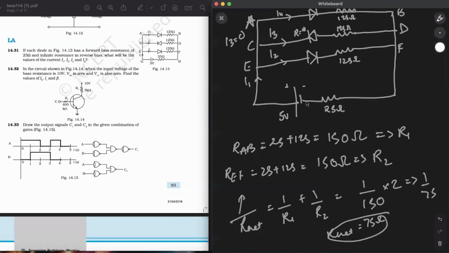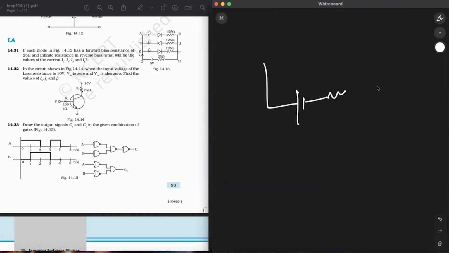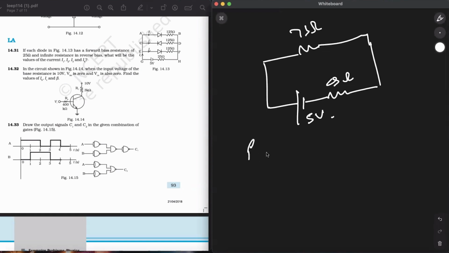There's a battery. There's some resistance over here. Going onwards, there's a 75 ohm resistance over here. And the resistance over here is 25 ohms. 5 volt battery. Now the net resistance across the circuit R dash will be 25 plus 75 as both are in series, so it will be 100 ohm.